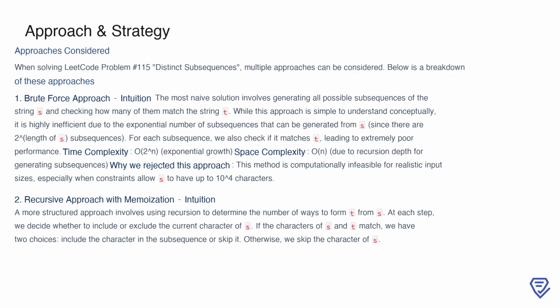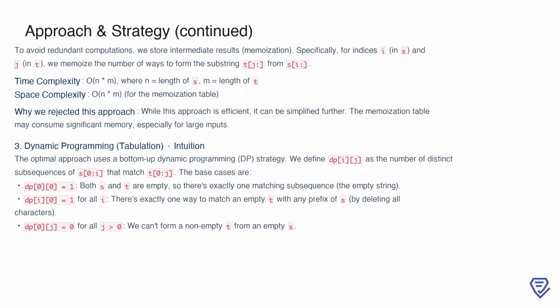The recursive approach with memoization is one such option. The recursive approach with memoization improves upon the brute force method by avoiding redundant computations. Here, we use recursion to determine the number of ways to form T from S. At each recursive step, we decide whether to include or exclude the current character of S. If the current characters of S and T match, we have 2 choices: include the character in the subsequence or skip it. If they don't match, we simply skip the character from S.